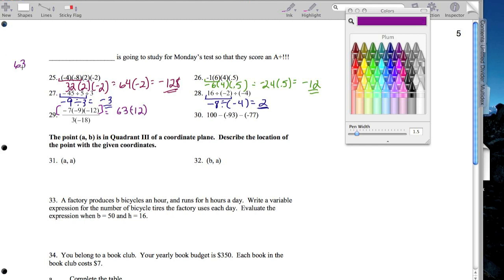Positive 63 times negative 12, there we go, is going to give me 3, 6, as long as I did the right, 6, 12, yep, 3, 6. This is going to give me negative 756. My denominator, 3 times negative 18, is negative 54. So now what I want to see is whether 756 is easily divisible by 54.